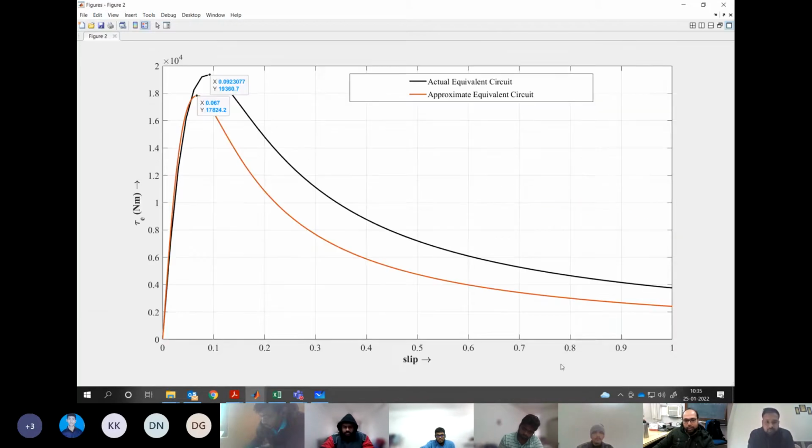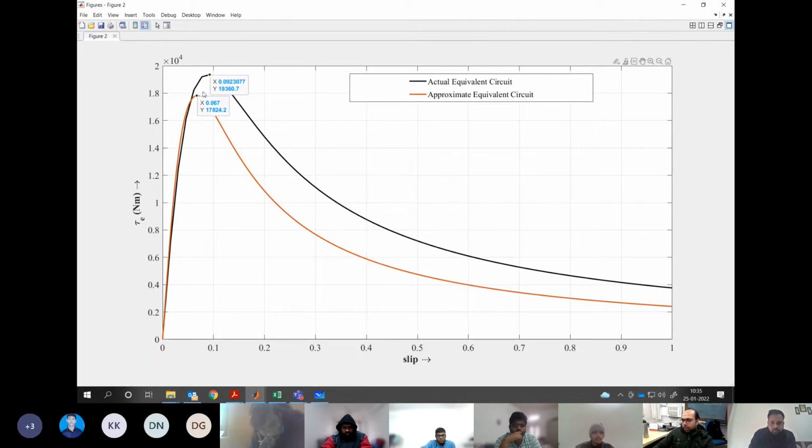Now, another example I give for a high power motor. You see how the torque is going up to some 20,000 Newton meter. Here these two characteristics have come very, very close, even up to a slightly higher slip value. Even the peak torques are not very far. This is something like 19,360 and this is 17,824. So if you check in terms of percentage, these values are not very far.